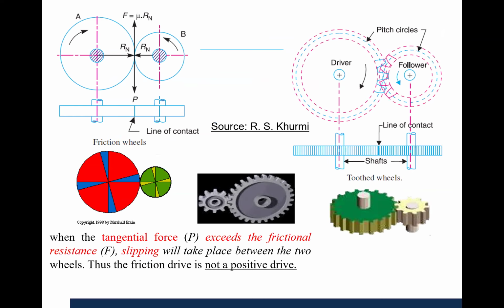Okay, now there are different types of teeth. We have involute type of tooth, cycloidal type of tooth. If the teeth are straight, then those teeth are known as involute teeth, where the pressure angle is constant. And if teeth are curvilinear, then those teeth are known as cycloidal teeth, where we are varying the pressure angle.